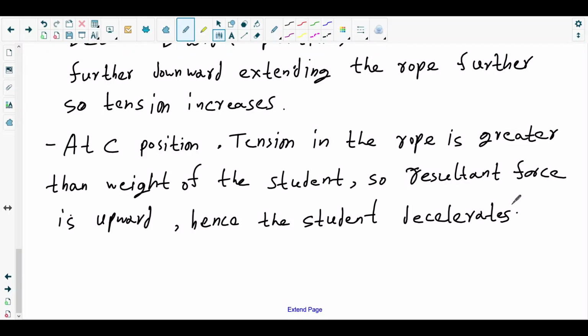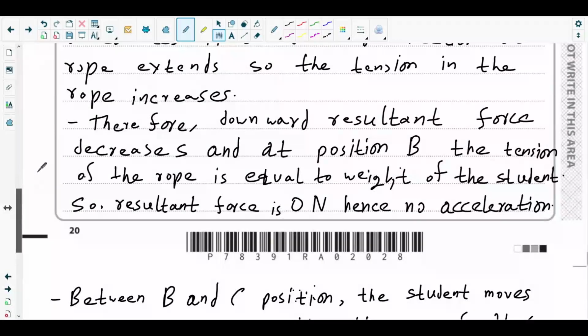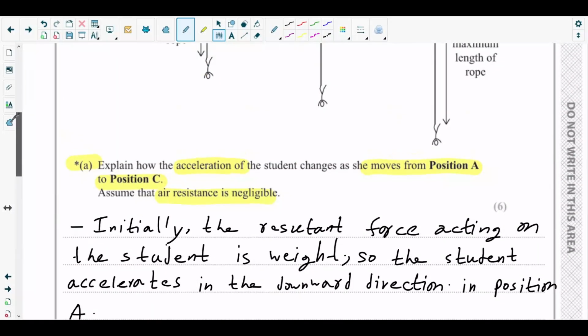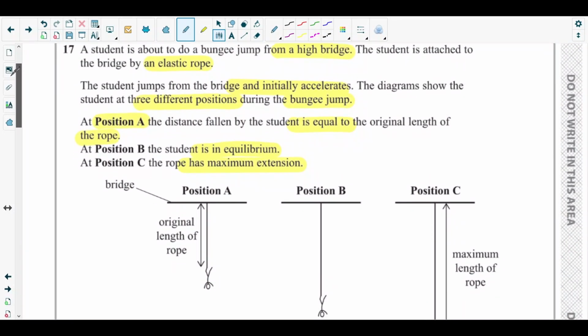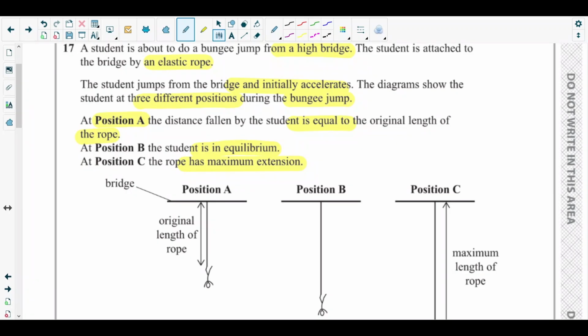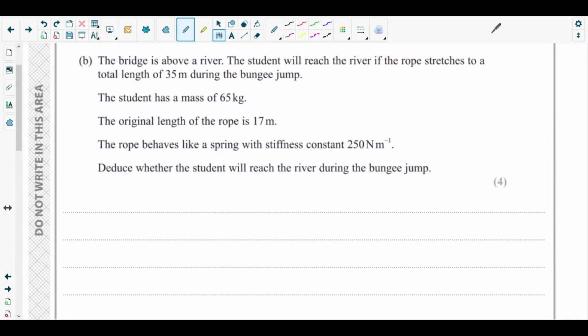Done. We have explained till position C how the acceleration of the student changes. That's what part A of question number 17 has asked for. Fine. Okay, next is part B of question number 17.